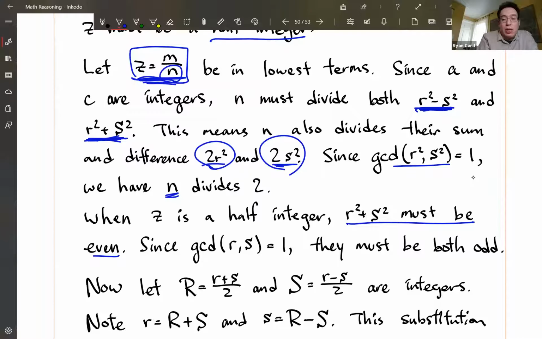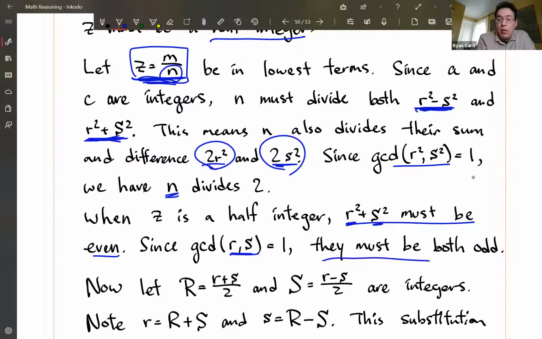But look, r and s are relatively prime, so they both have to be odd. What I mean by that is, if they're both even, they're not relatively prime. If one of them is odd and the other one is even, then odd square plus even square is going to be an odd number, which we know is not the case, right? So r and s both have to be odd.